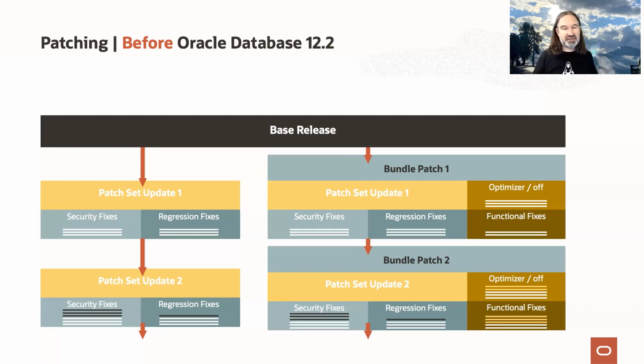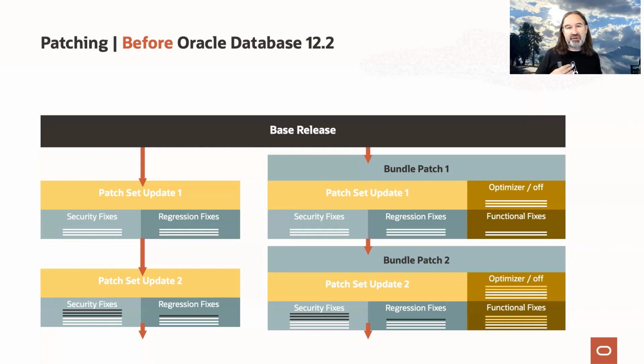With 12, this got changed. So we tried to convince a lot of customers to move to bundle patches, even on non-engineered systems. But people got really frozen on PSUs. And the general problem here was, it was not so simple to move from PSUs to bundle patches or the other way around. So once you had settled on a track, either the PSU track or the bundle patch track, you basically were sitting there.